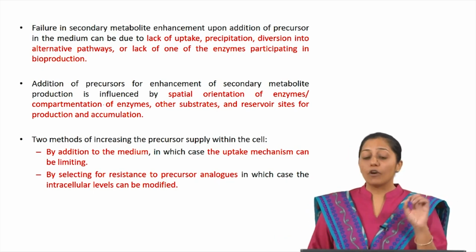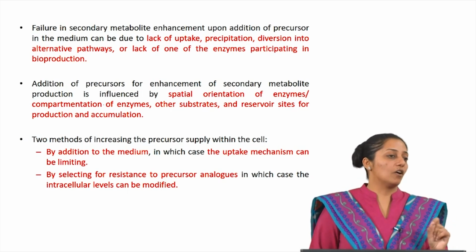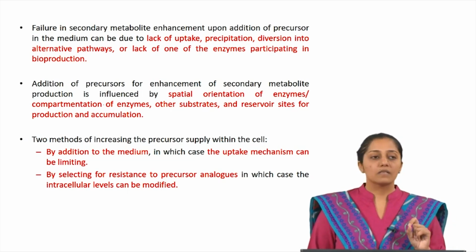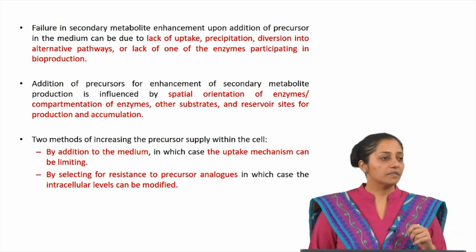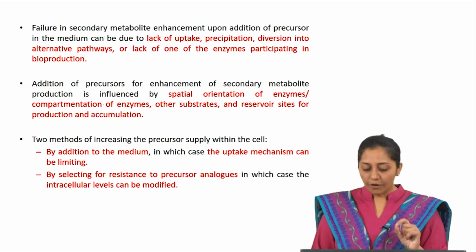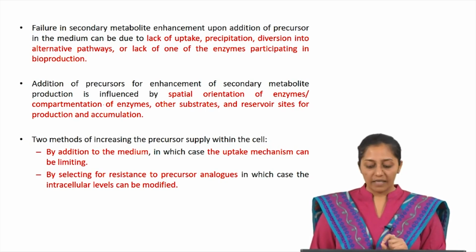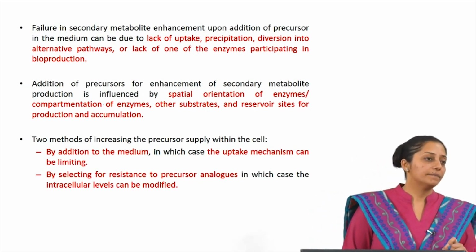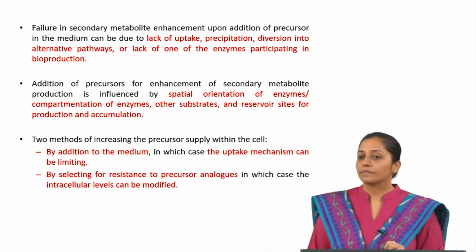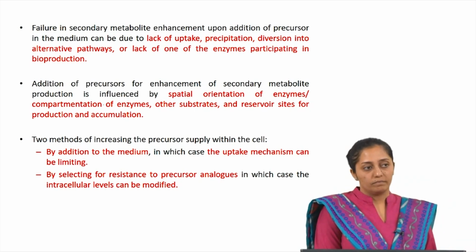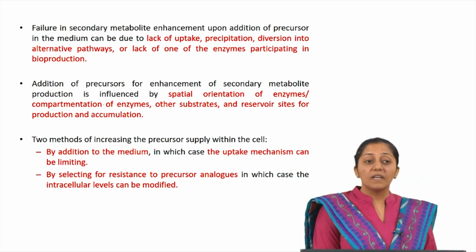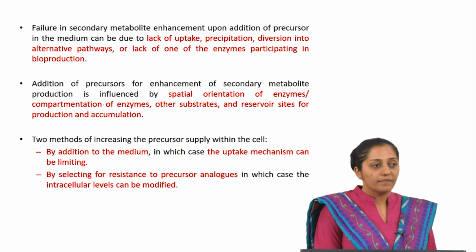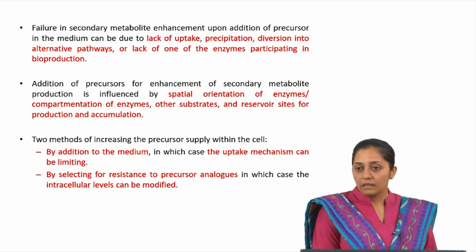By selecting for resistance to precursor analogues. What does this mean? We have been talking about this. By selecting for resistance to precursor analogues, the intracellular levels can be modified. How? Let us take the example of pimelic acid which I gave. It is a precursor of biotin.